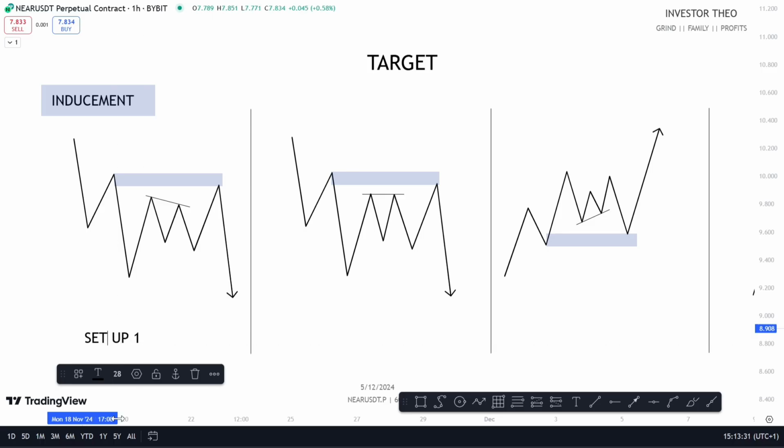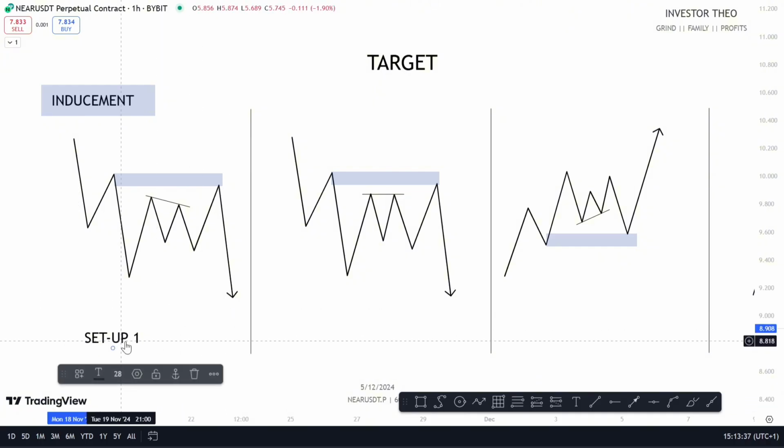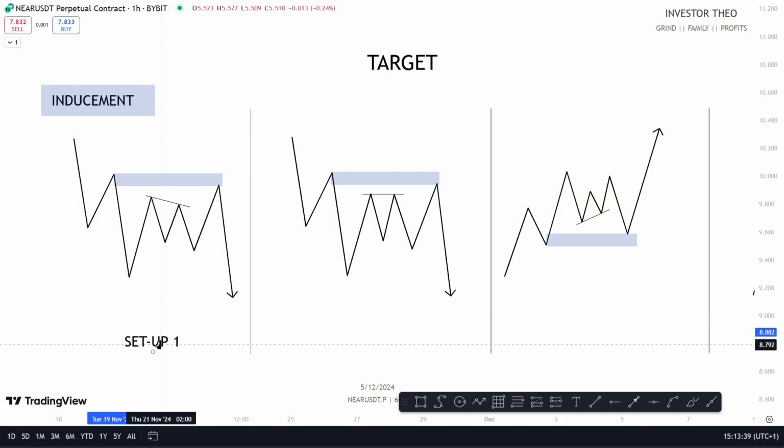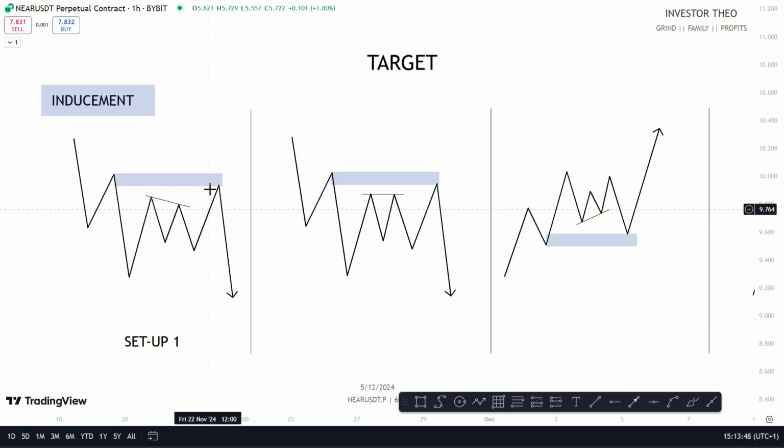Now, setup one entails us working with trend line liquidity. Please don't ask what trend line liquidity is, because I taught you in the last video. If you haven't watched the last video, you need to watch it. This is a series and everything works together: market structure, down to point of interest, down to liquidity, and then you are working with targets and inducements. So make sure you're following our content properly. If you missed the last video, check it out.